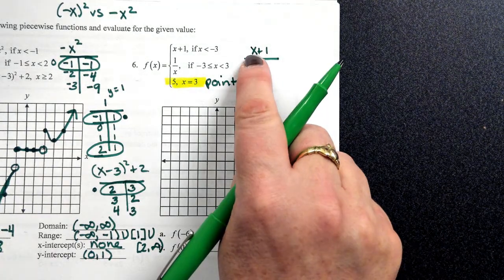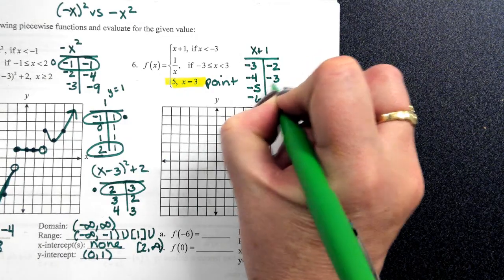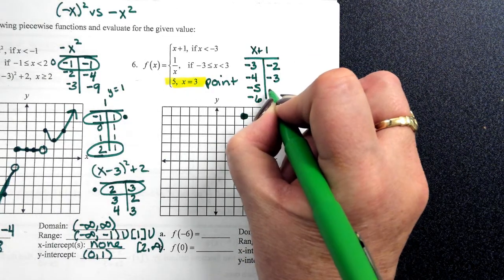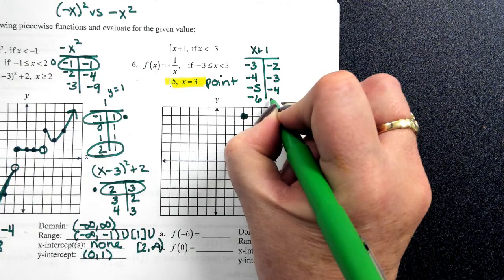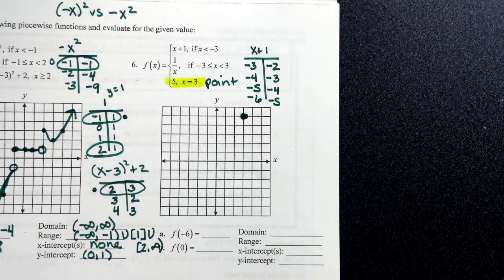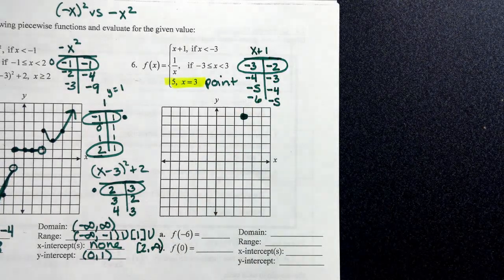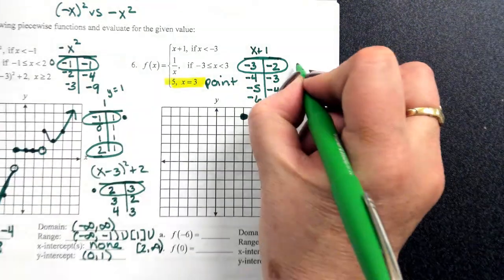Plug them in. -3 plus 1 is -2. -4 plus 1 is -3. -5 plus 1 is -4. -6 plus 1 is -5. Tell me about this very first point at (-3, -2). When I plot it, is it going to be open or is it going to be closed? Open.